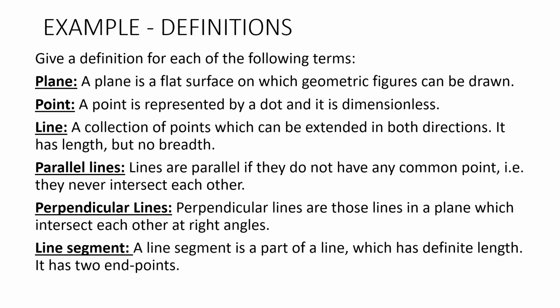Parallel lines. Now suppose if you have to define parallel lines, first of all you need to define a line. Lines are parallel if they do not have any common point. That is, they will never intersect each other. Perpendicular lines. Perpendicular lines are those lines in a plane which intersect each other at right angles. Line segment. A line segment is a part of a line which has a definite length. So remember, line segment has definite length and it has two endpoints.